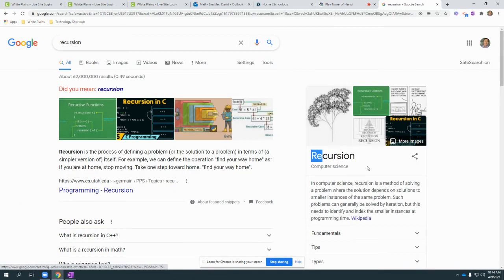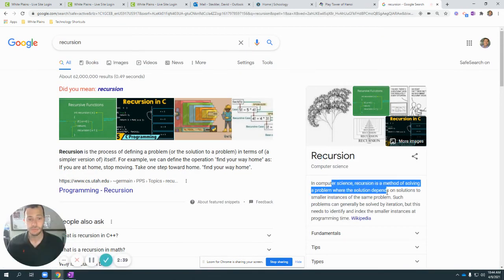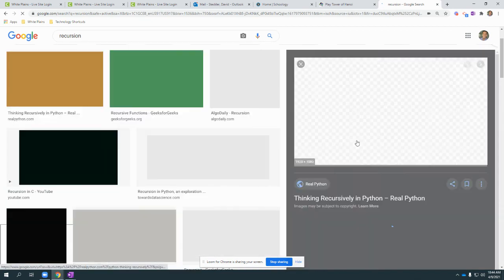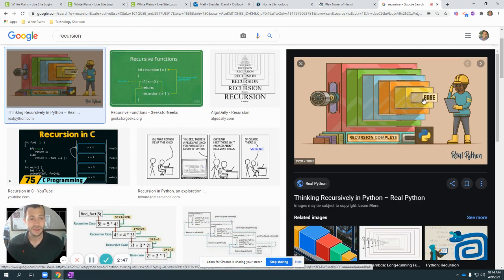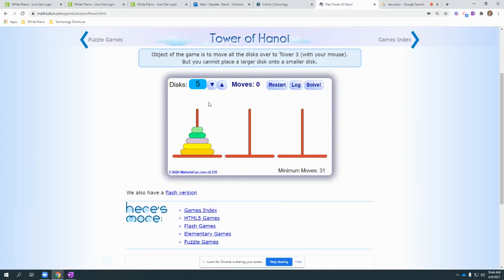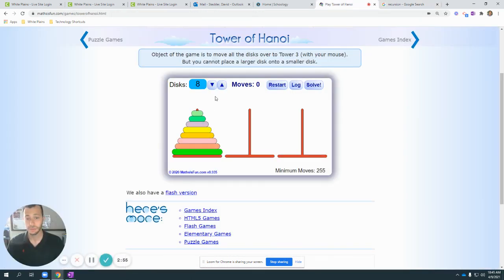So a recursive solution is a method of solving a problem where the solution depends on the previous solutions to a smaller instance. And you can kind of see that in this image where you have the original base case and then it builds on it and it builds and it builds, and it keeps getting bigger and bigger, the same way the Tower of Hanoi continues to build on itself over here. So that in computer science is the idea of recursion.